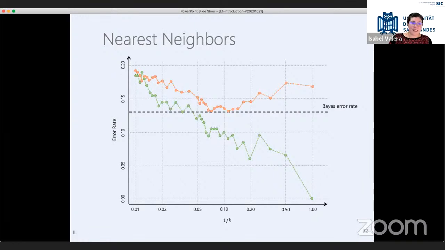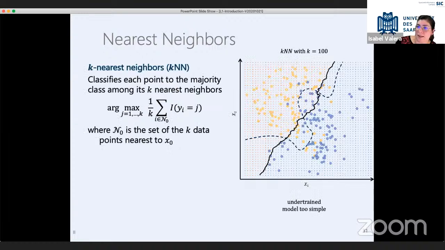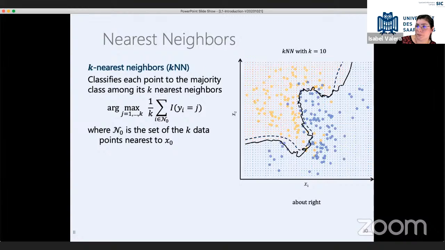Okay, why is the flexibility 1 over k again? Okay, let me try to see if my computer doesn't collapse. These plots are very heavy.